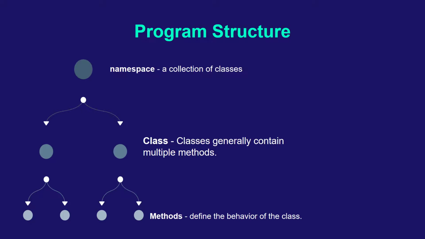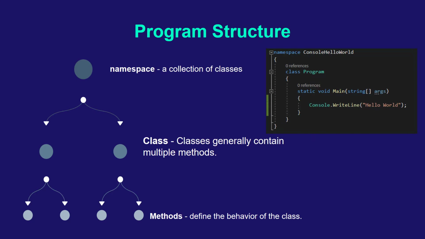So, we've made it into the final part of this episode, the C Sharp program structure. Firstly, we got the namespace. A namespace is a collection of classes. A class contains global variables and the methods, and methods define the behavior of the class. In our program, for example, we had the Console Hello World namespace, which contained one class, Program, and in our Program class we had one method, the Main method.